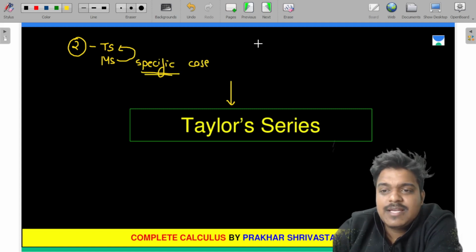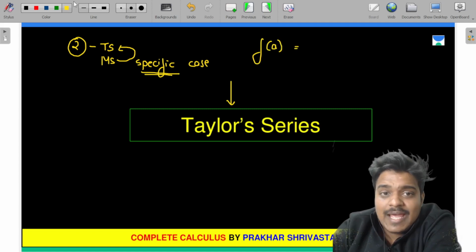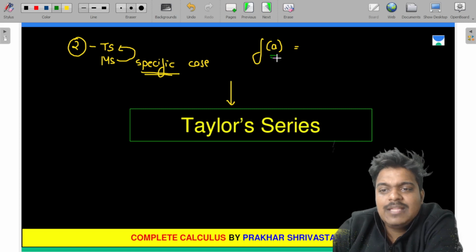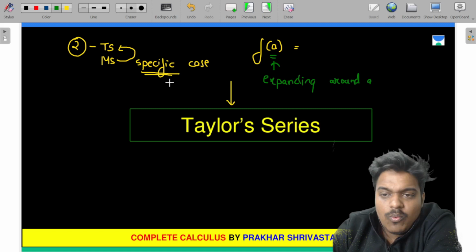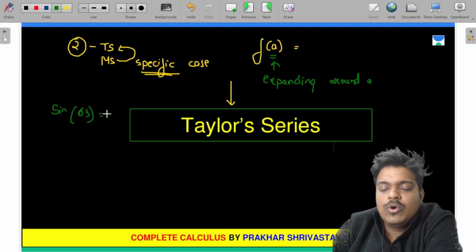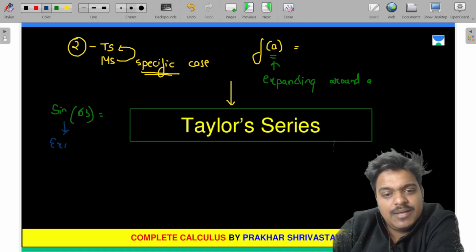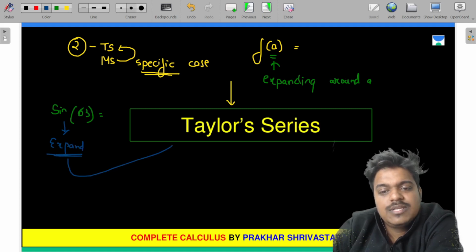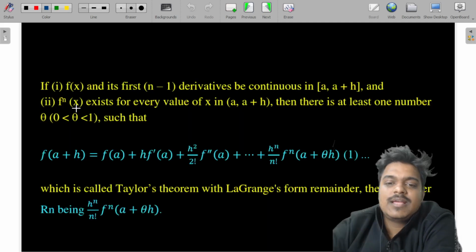Now Taylor series is basically, if we need to calculate the value of the function at a, we are actually expanding the function around a. Suppose I need to calculate the value of sine 63 degrees. Now how will you calculate it? You don't have a calculator. So basically you will expand this function around 60 using Taylor series, and then you will get the value. Sine 60 is known.